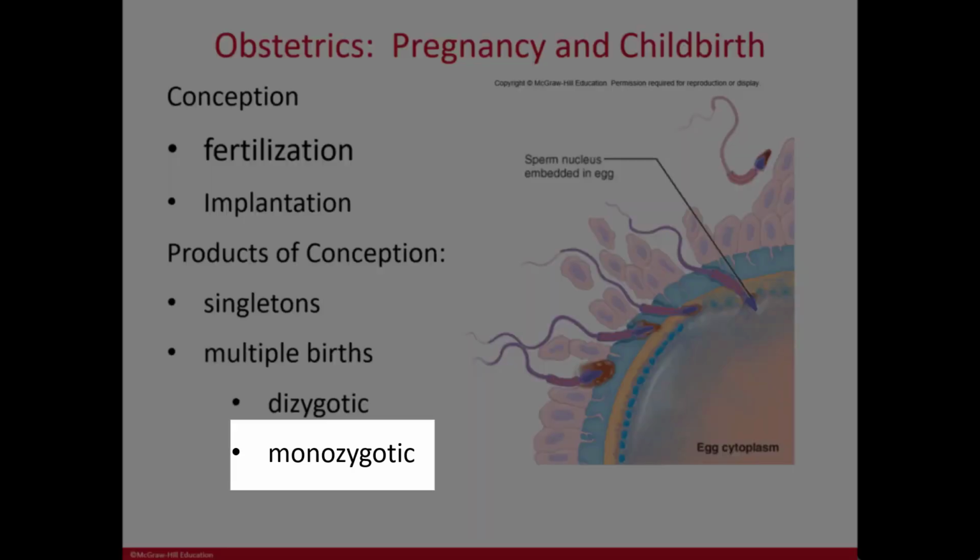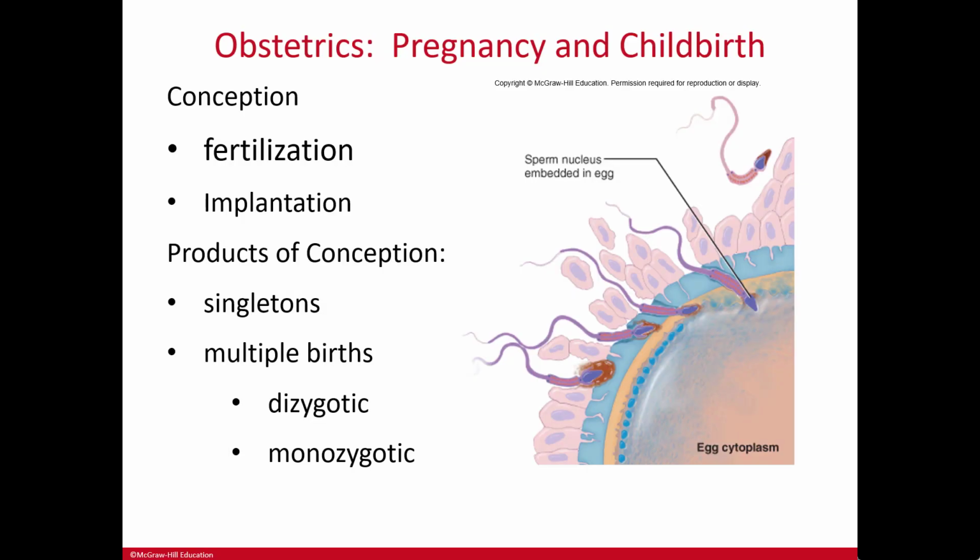Monozygotic twins are formed when one single egg is fertilized and a single blastocyst divides into two, each producing an embryo. Remember, mono means one, so here we're talking about one egg that divides into two. So these twins share a single placenta and are genetically identical. They're the same sex and they look very similar.